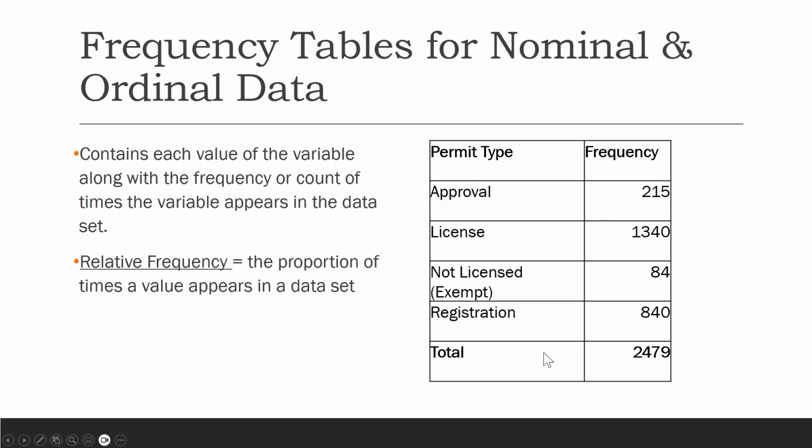Now, notice that there are 2,479 observations in this data set. And if I add up these frequencies, I get there. That means we have no missing data.